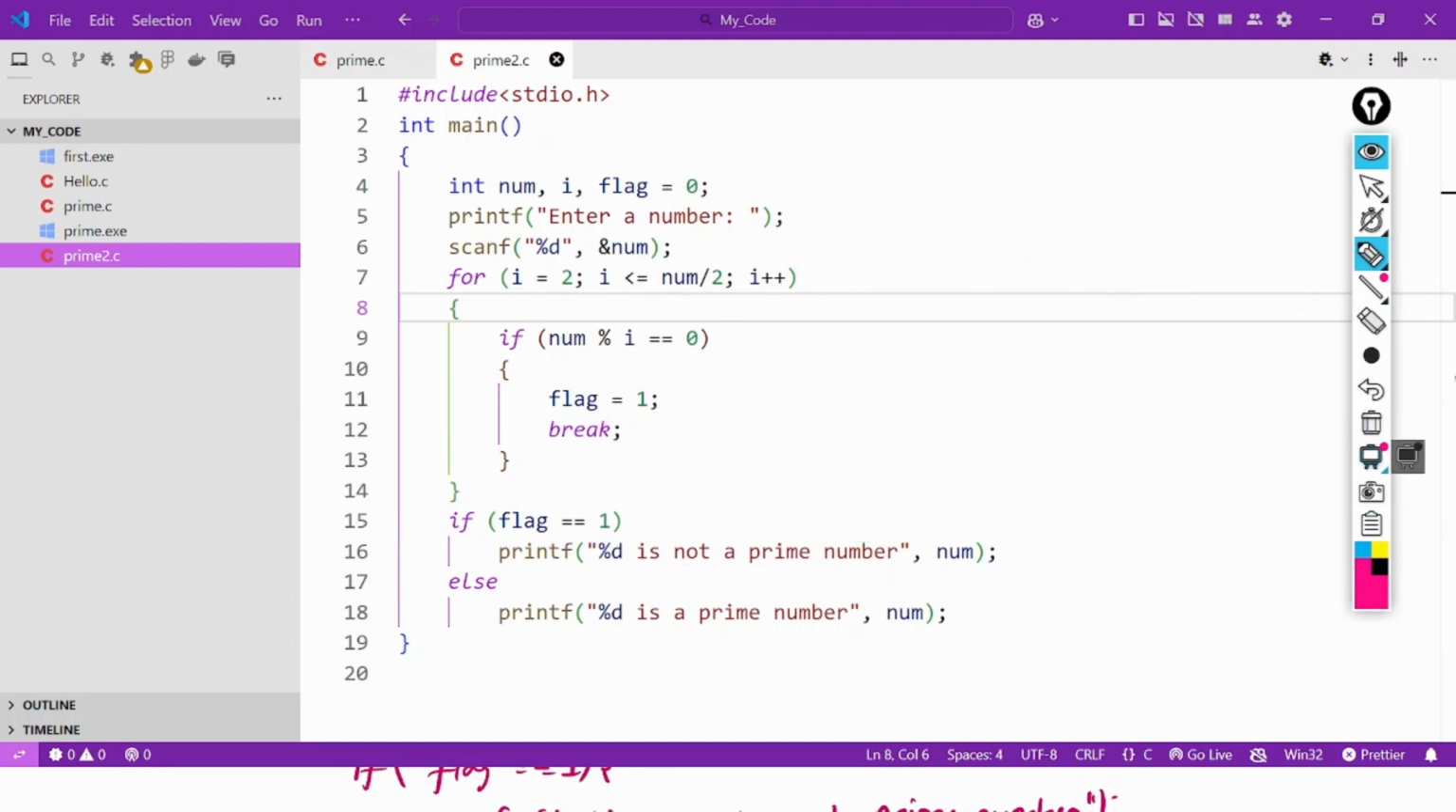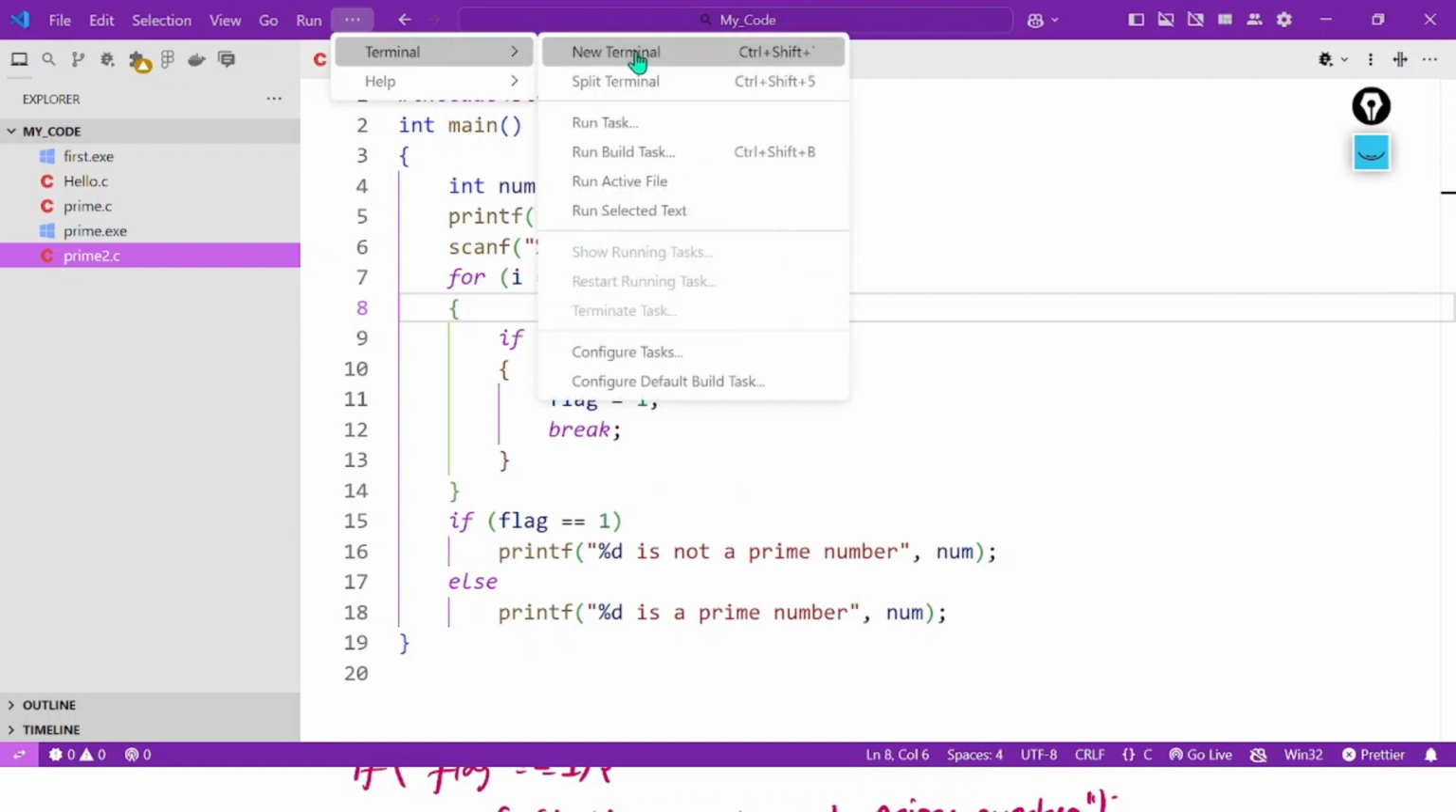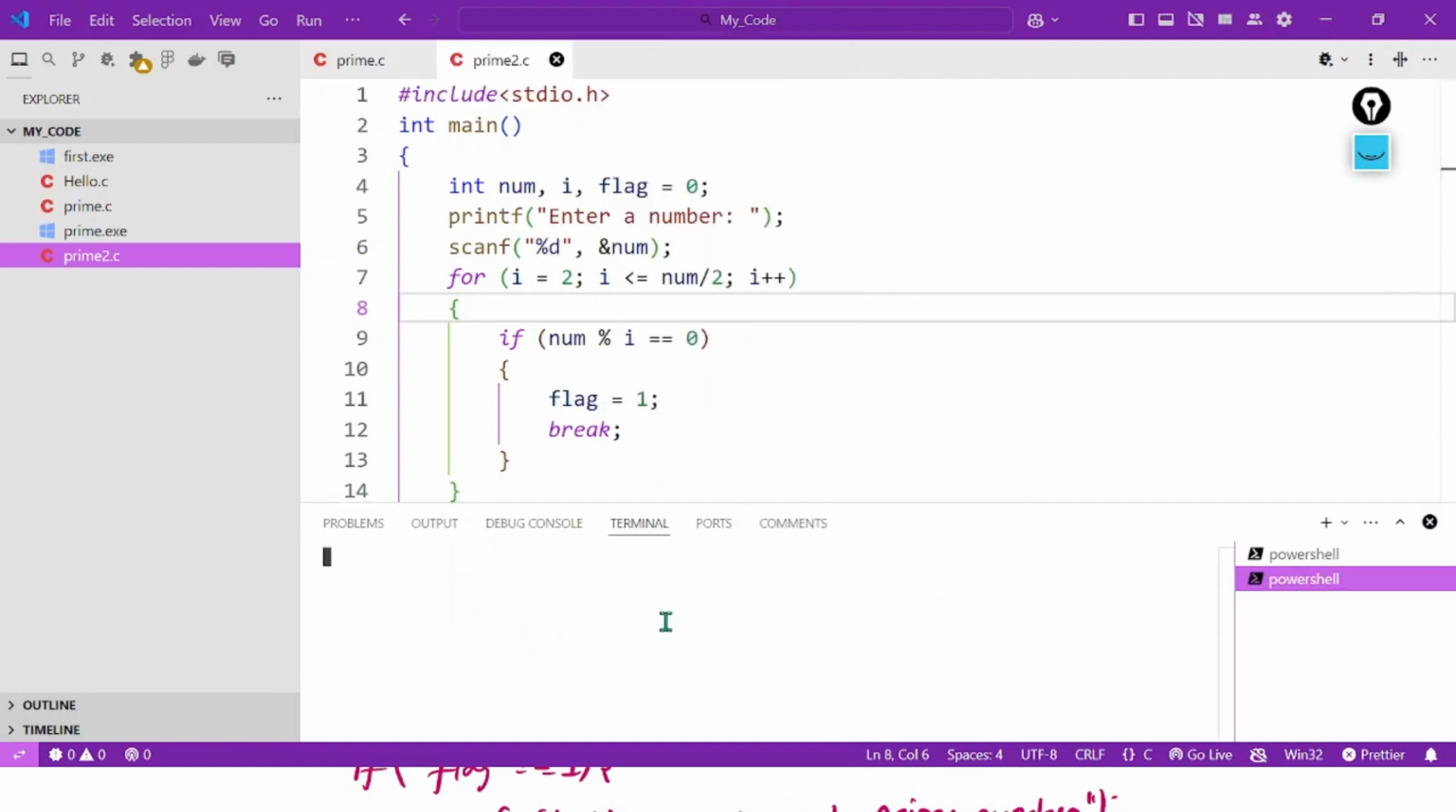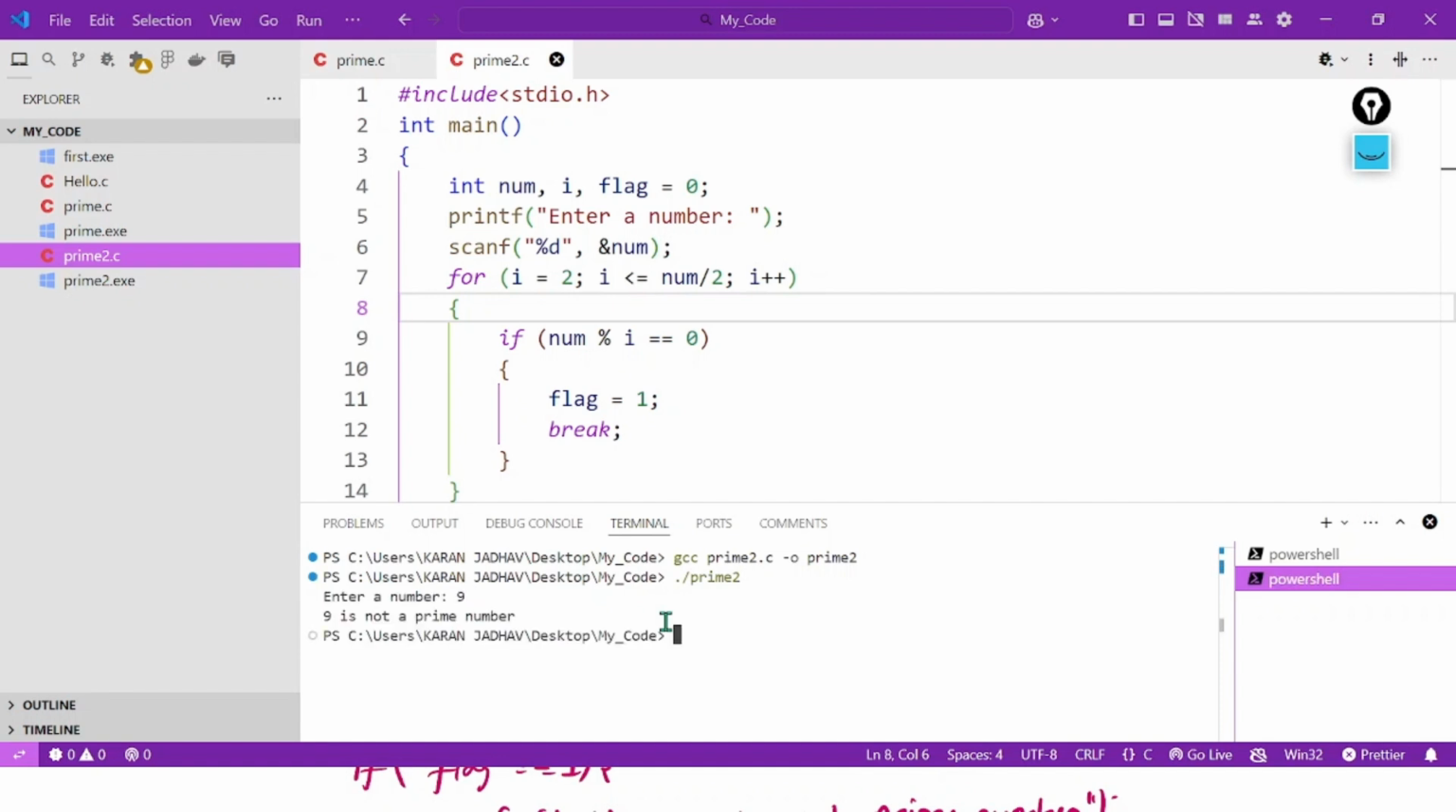Let's execute the code. gcc prime2.c -o prime2. There are no errors. Dot slash prime2 will ask me to enter a number. If I enter 9, it is going to say 9 is not a prime number. If I enter 7, it is going to say 7 is a prime number. That's all. Thank you.